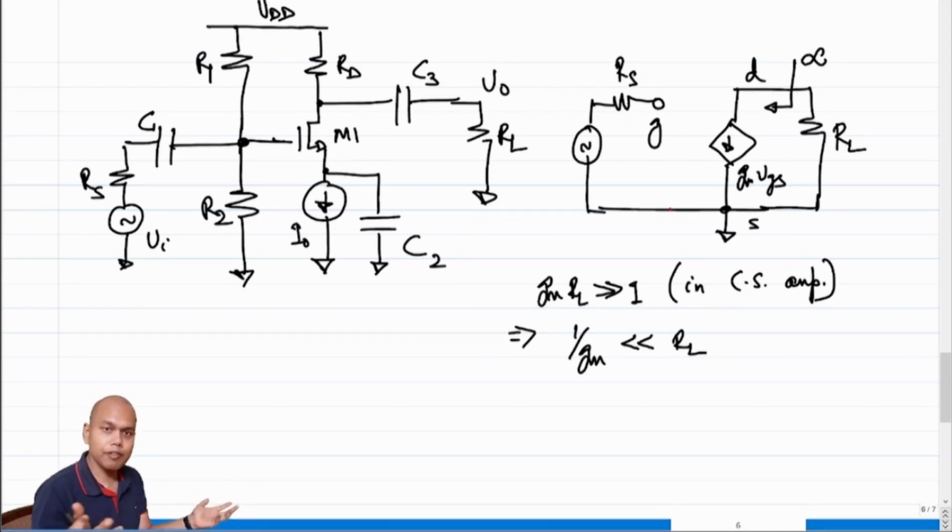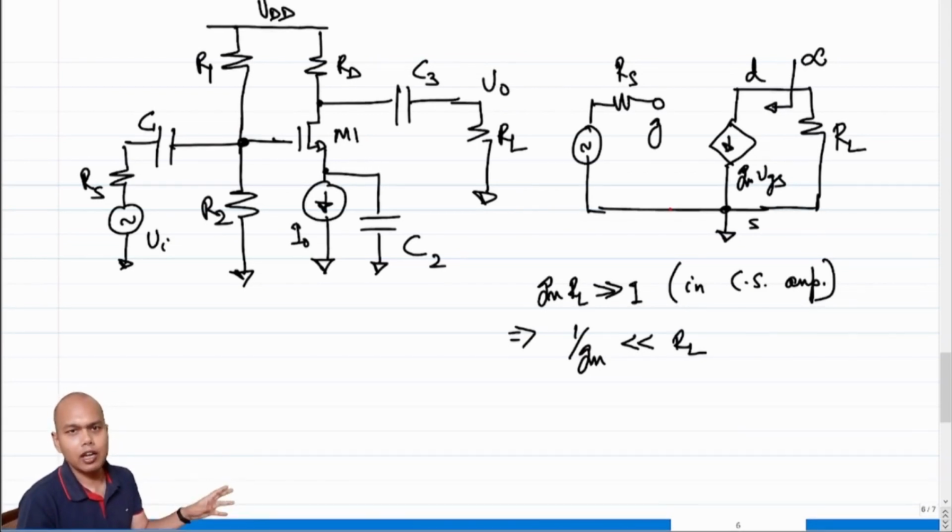Note that a common source amplifier is not a voltage controlled voltage source, right? Why? One of the properties of the voltage controlled voltage source is that its output is independent of the load that you attach to it. However, in a common source amplifier, the output is dependent on RL. In fact, it's directly proportional to RL, right? So a common source amplifier is not a voltage source.